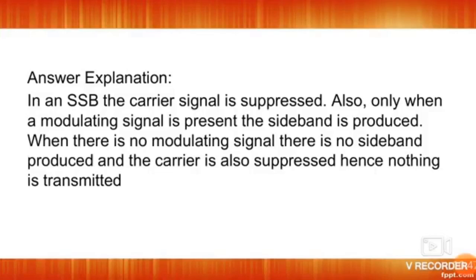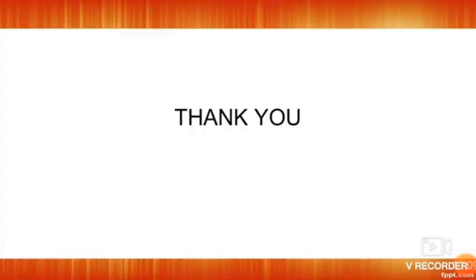Hope you can understand this session. So the answer here is, in SSB the carrier signal is suppressed, and a sideband is produced only when a modulating signal is present. When there is no modulating signal, no sidebands are produced, and the carrier is also suppressed, hence nothing is transmitted. That is the explanation of the quiz question we discussed.